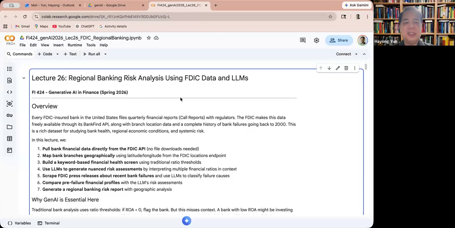So FDIC data of call reports on the local banks is a fairly extensive database. I do work in banking a little bit, and it was an intimidating kind of data task, which I postponed for a long time. And now finally, with generative AI I can get my hands on it.